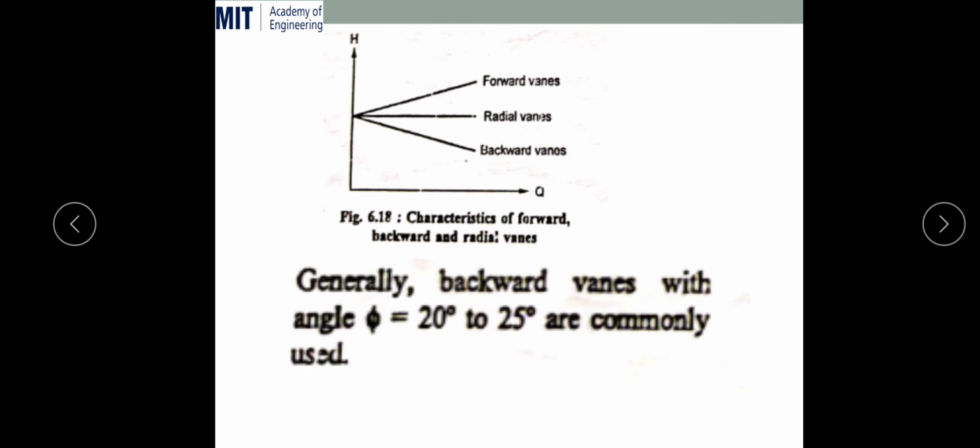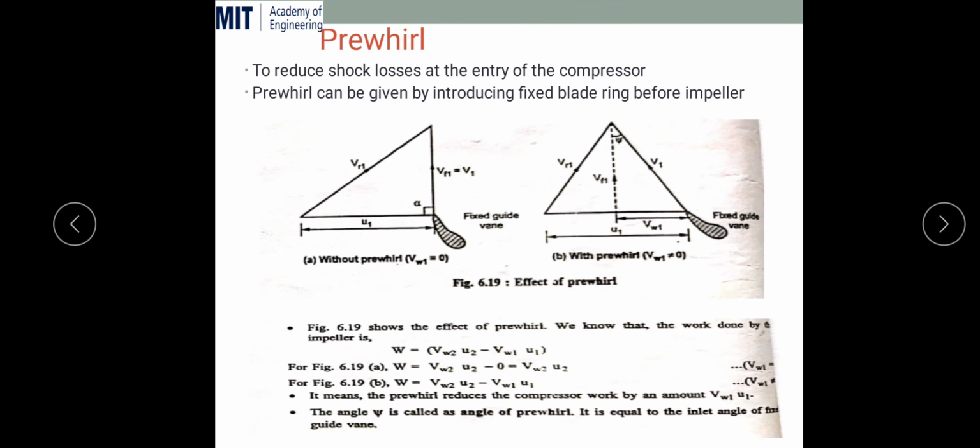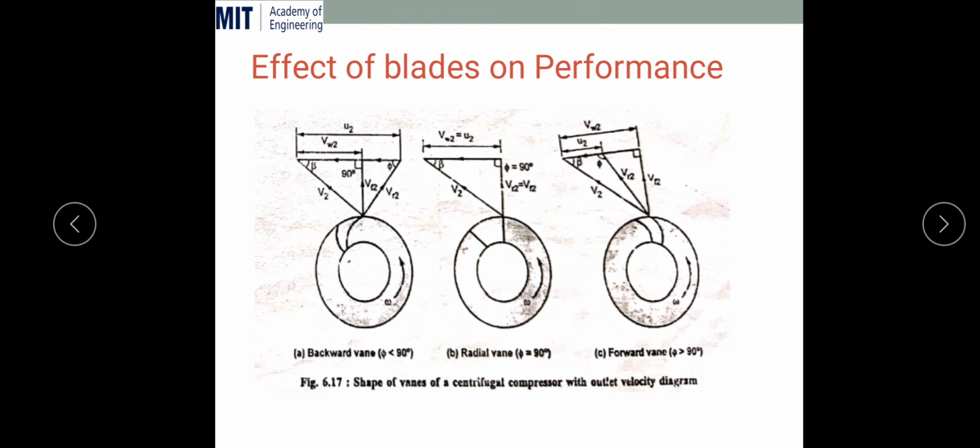So generally we prefer the backward vanes, meaning we need a flow rate over there. For constant or increasing flow rate, the work input decreases. Initially there is the work input here, and as Q increases, the work input also decreases. So we will prefer the backward curve vanes. Generally backward curve vanes with an angle of 20 to 25 degrees are commonly used in a centrifugal compressor. So this is the effect of the vanes on the performance of the centrifugal compressor.